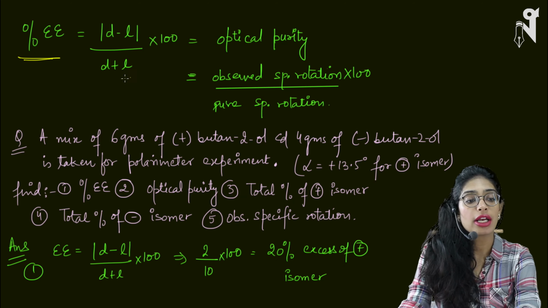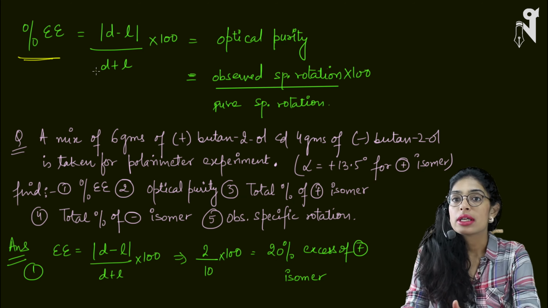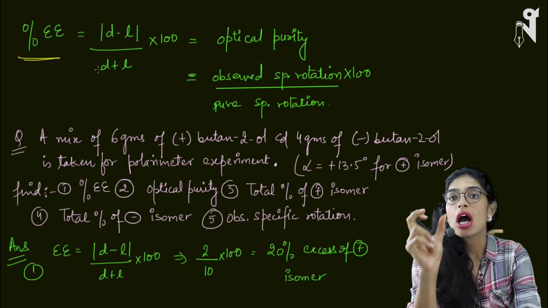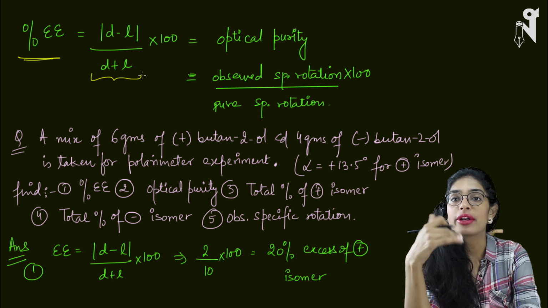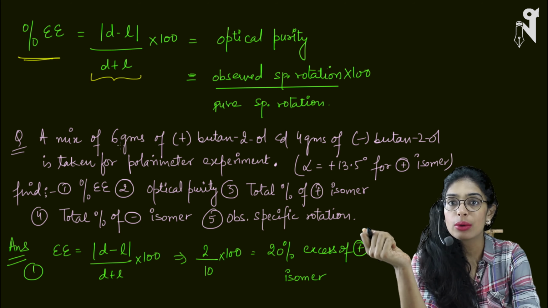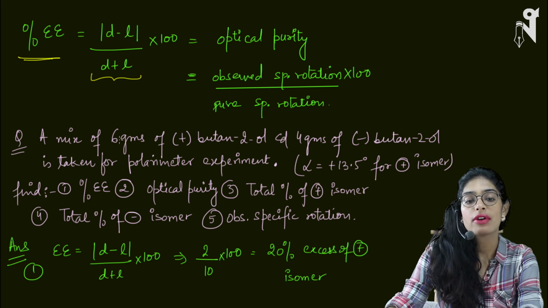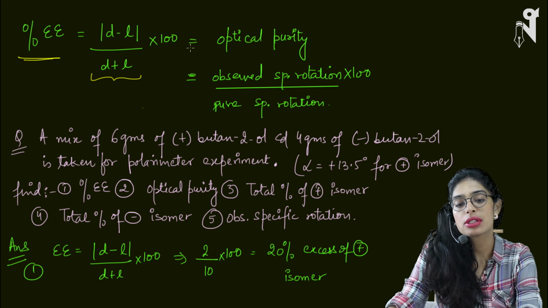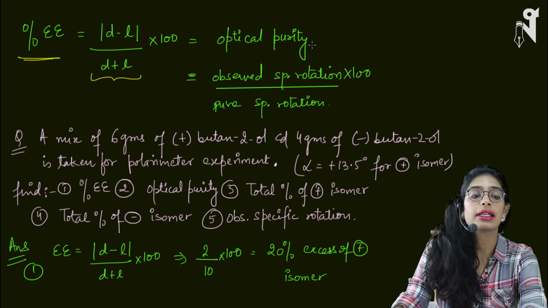So percentage enantiomeric excess is basically the difference between the two enantiomers which are present. How much is the difference, divided by the total quantity, into 100. That is how exactly we calculate the enantiomeric excess. I told you, if I have 75% of plus and 25% of minus, that is 50 divided by 100 into 100. So this is your 50% of enantiomeric excess. That's how we calculated it. So this is exactly the formula.